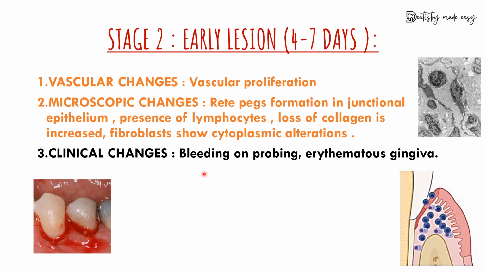Then the clinical changes will be bleeding on probing, the first sign of gingivitis, and there will be erythematous gingiva. Whenever you are talking about inflammation, it will show the cardinal signs of inflammation, in which there will be tenderness and redness. Because of that, the gingiva appears erythematous. So this is the clinical picture for stage 2, that is the early lesion.